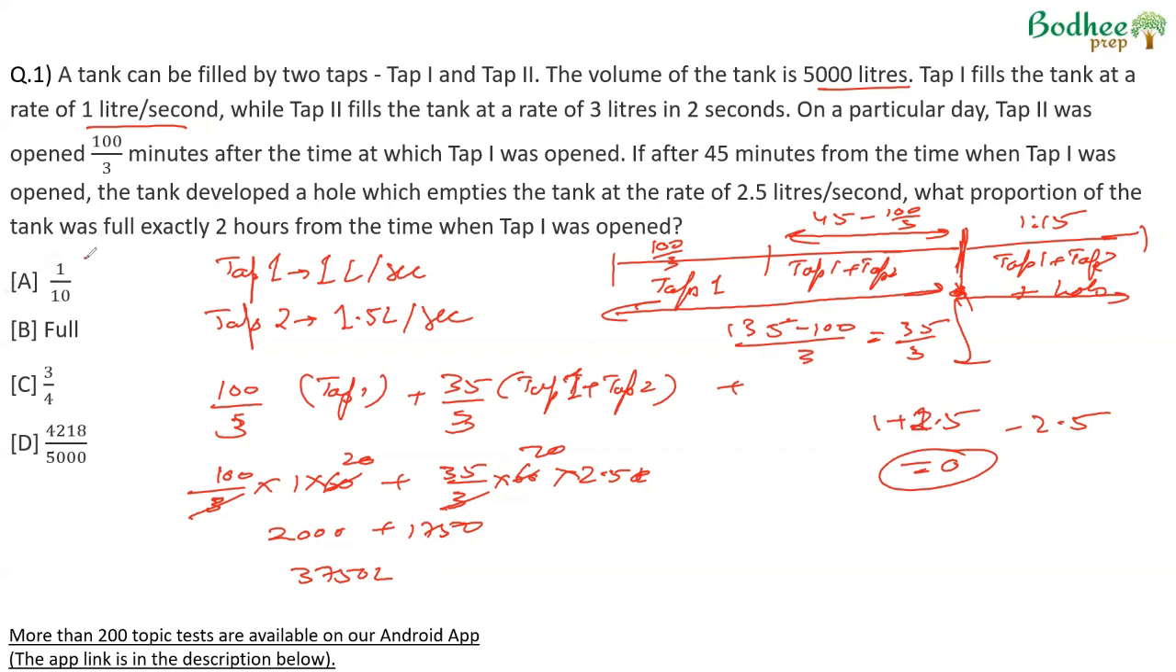So after 2 hours, that is also the amount that will be filled. So what proportion of the tank is filled? 3750 upon 5000. We divide by 1250. We get the answer as 3 by 4, option C.